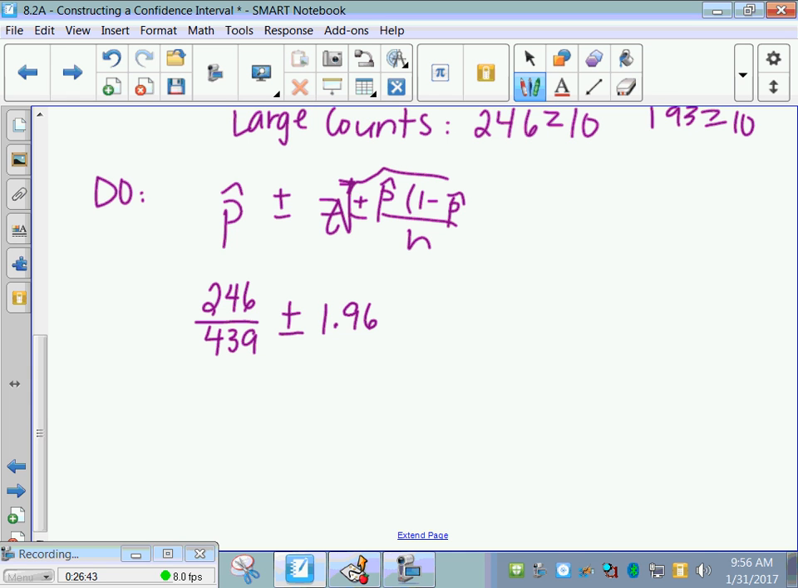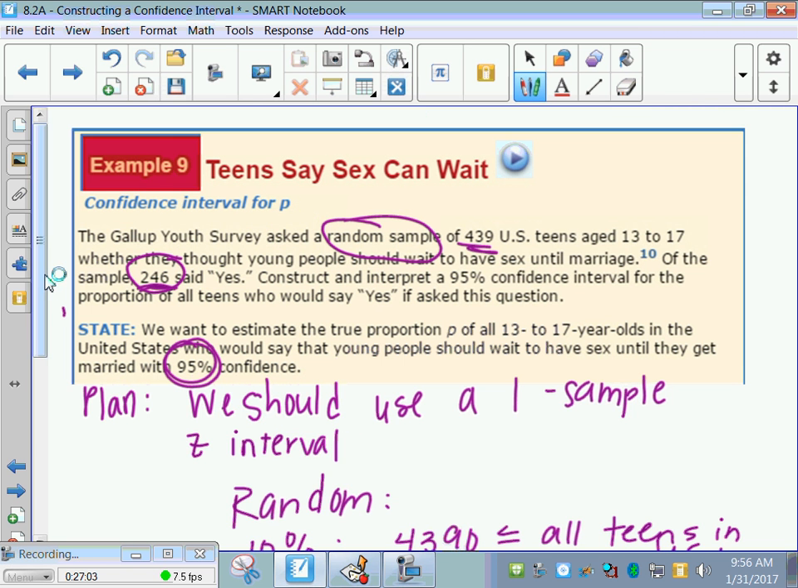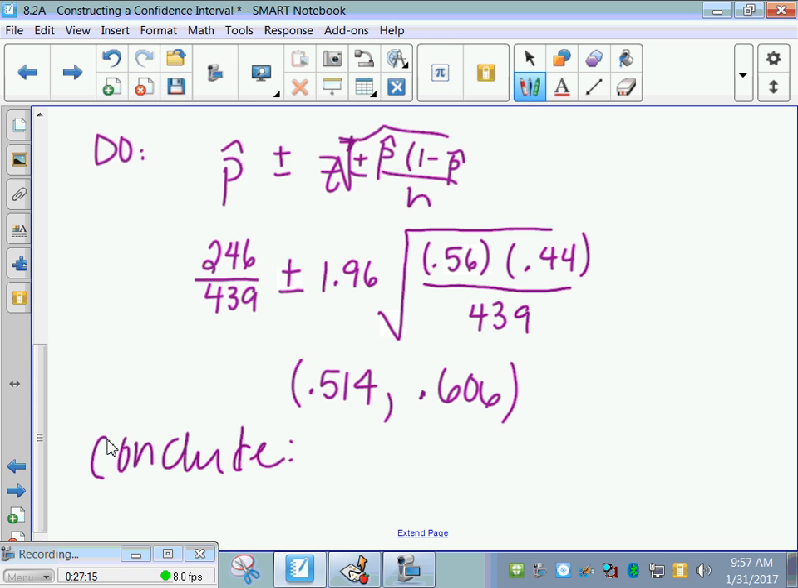All right, 1.96, and then we've got p hat, that's this number here, so that's 0.56. And then 1 minus 0.56 is 0.44, divided by n, that's our 439, our total number in the sample. Okay, plug those in, add and subtract, and we get 0.514 and 0.606. And the last part is make sure you write a conclusion.